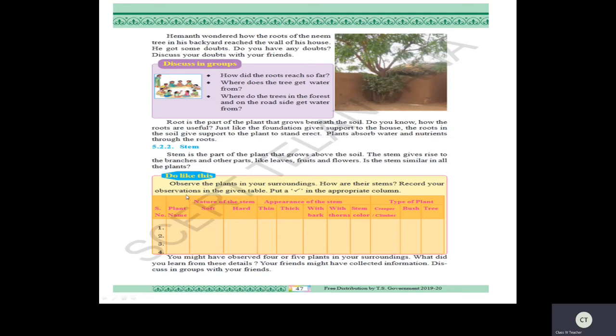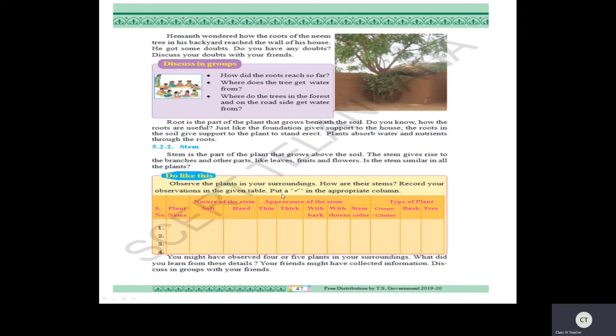So observe the plants in your surroundings. How are their stems? Record your observations in the given table. Put a tick in the appropriate column. See children, here you have to open your textbook page number 47. Just see around your house. Come out and observe the plants which are present in your surroundings. Okay children, write the name of the plant and also you can write the nature of the stem, either it is soft or hard.